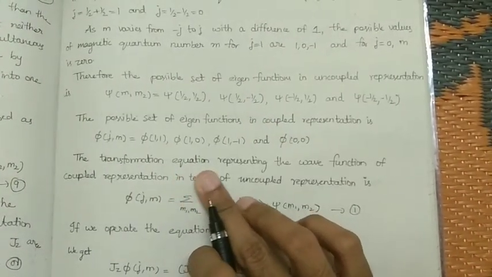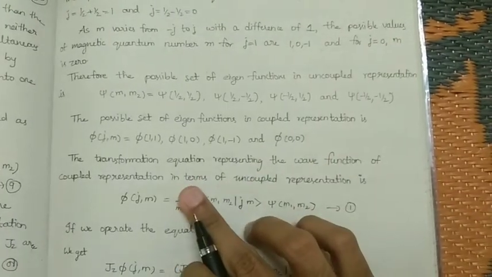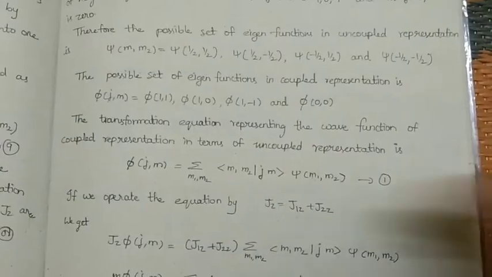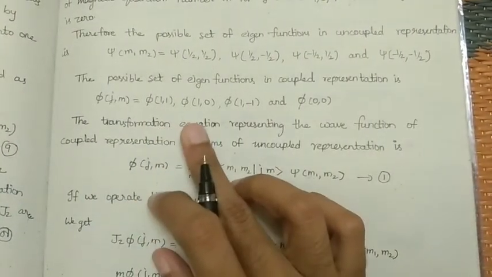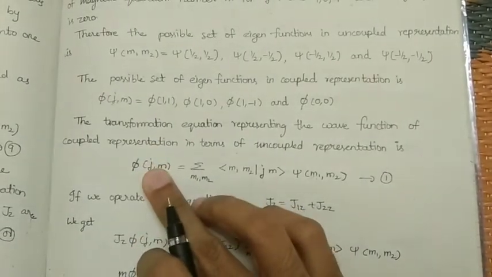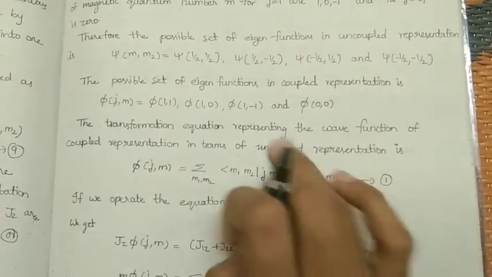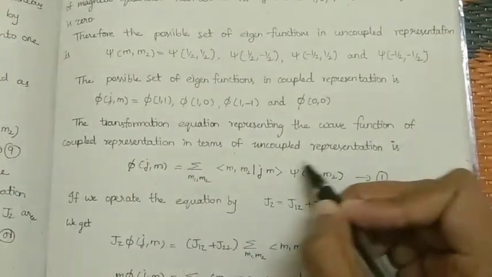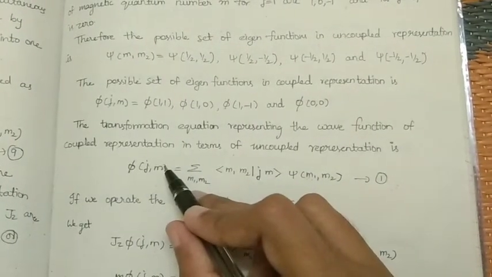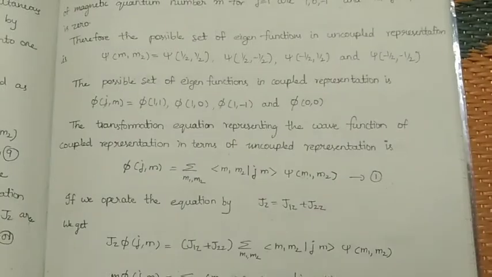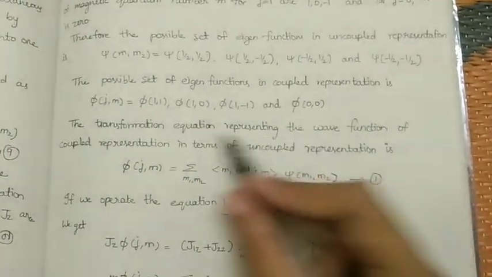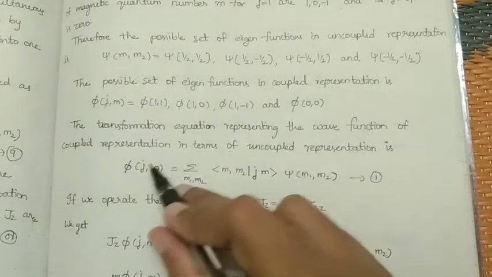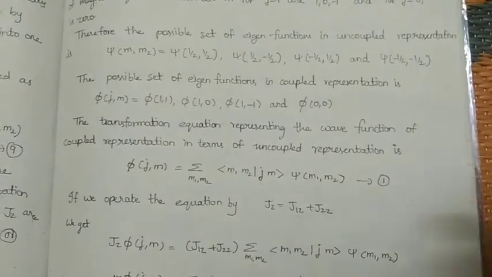The transformation equation representing the wave function of the coupled representation in terms of the uncoupled representation is, so here they are saying transformation equation. So we are getting transformed from the uncoupled representation to the coupled representation. So how do we transform this uncoupled form to the coupled form? What operation do we have to do, and what do we have to multiply with? That is nothing but this transformation equation. So the uncoupled wave function is being converted into the coupled wave function.